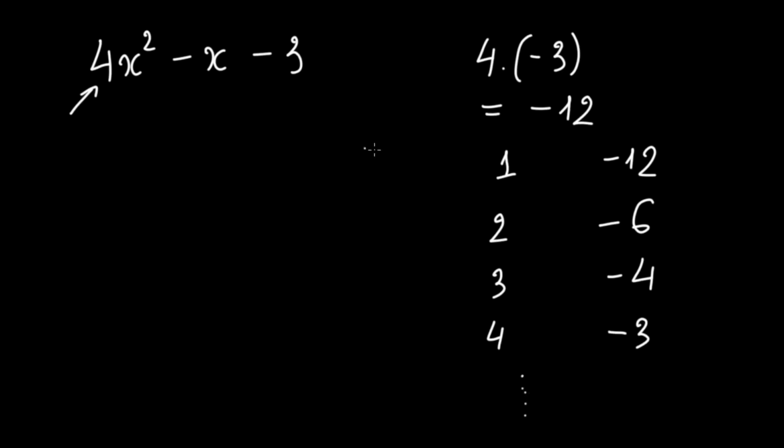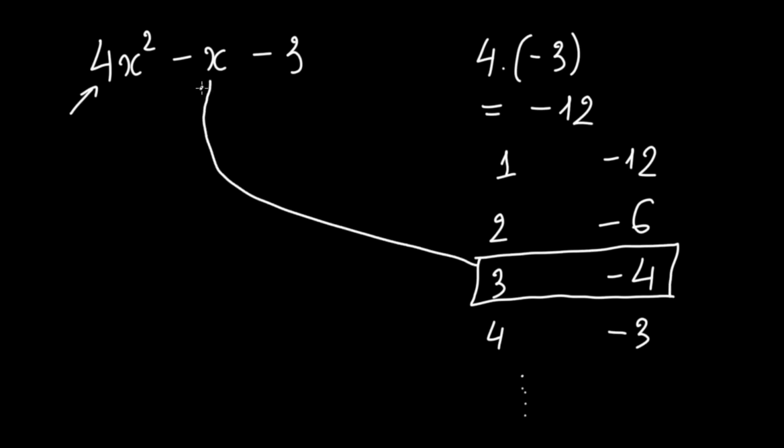So we need to double check. 1 added to negative 12, you get negative 11. 2 added to negative 6, you get negative 4. 3 added to negative 4, you get negative 1, which is b. See, 3 minus 4 is right here, minus 1. And 3 times negative 4, you get negative 12 right here. So we choose this set.